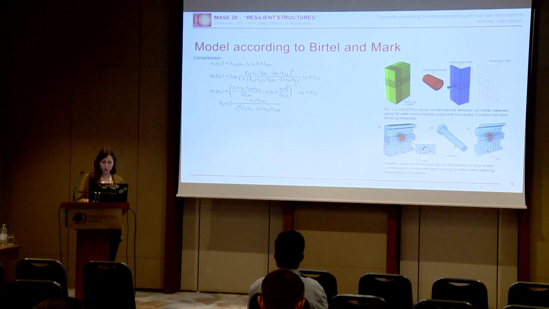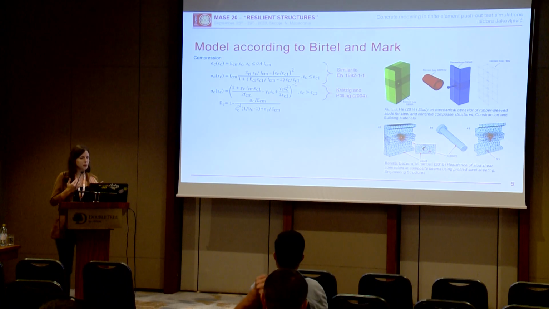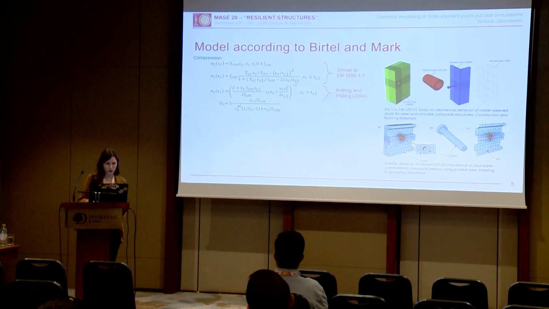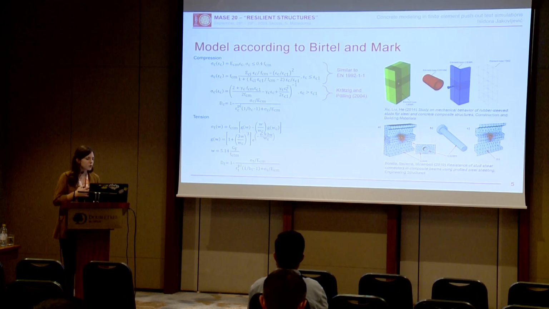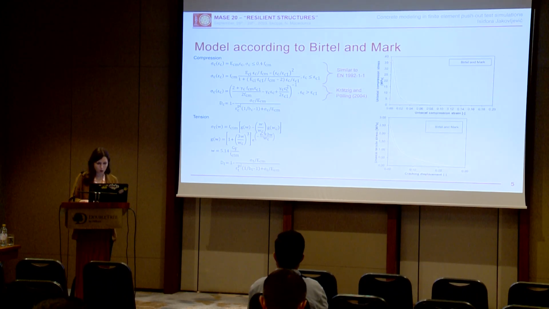For compression, they used 3 equations. The first 2 are similar to the equations proposed in Eurocode 2, and the third one was suggested by other authors in 2004. For tension, they didn't give the relation between the stress and the cracking strain, but between the stress and crack opening. When we plot these curves, this is what we get.